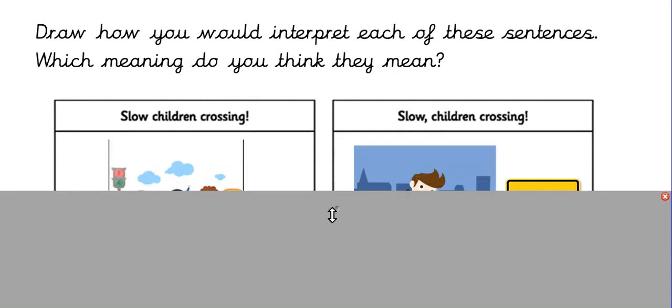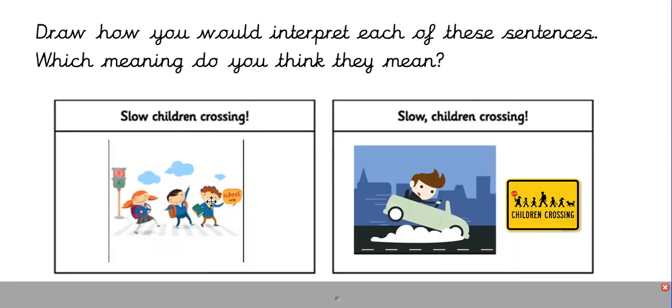Okay, let's have a look then. So, the first one, slow children crossing, gives the impression that the children are walking really slowly across the road. Whereas the second one, slow, children crossing, is making cars aware that they have to drive slower because there are children crossing the road.